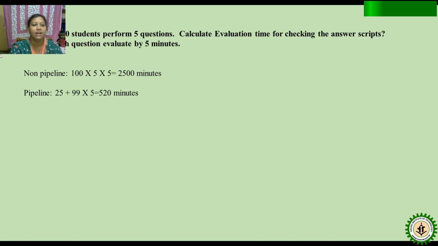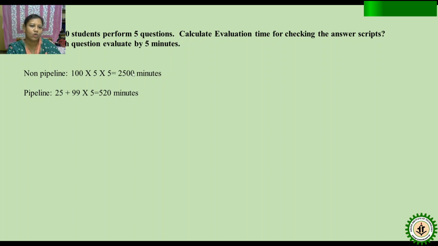So in this way, if we calculate in a pipeline structure, what is the time required? The first answer script takes 25 minutes, and after that, after every 5 minutes, the next answer script is evaluated. So there are 100 minus 1, 99 answer scripts remaining, so 99 into 5 added with 25, that is 520 minutes.